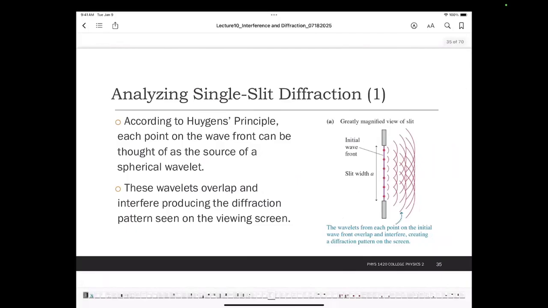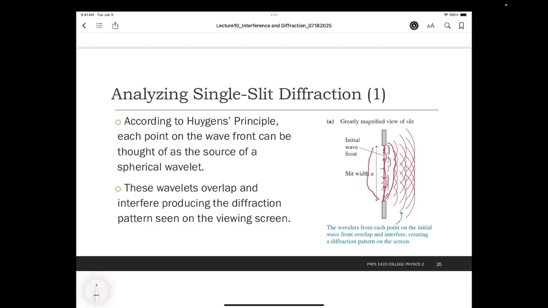Based on the Huygens principle, let's analyze the single slit diffraction. According to the Huygens principle, each point on the wavefront can be thought of as the source of a spherical wavelet. You can see here is a single slit, and this is the initial wavefront. Each point on the wavefront can be thought of as a source of a spherical wavelet. Does it make sense?